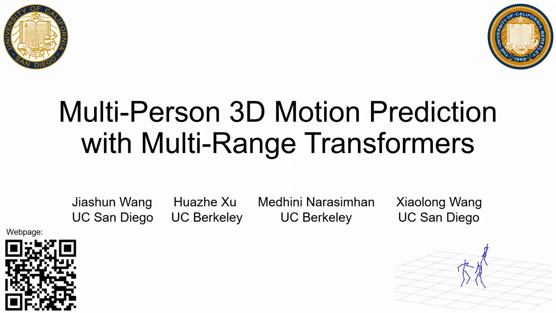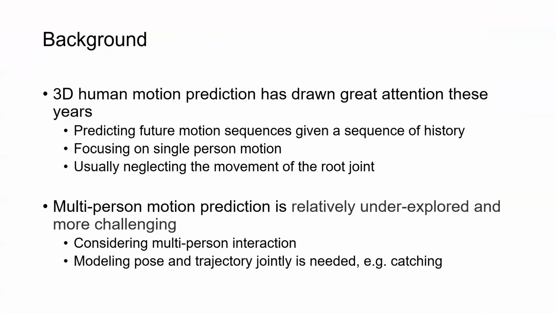Today I'm going to present our work on multi-person 3D motion prediction with multi-range transformers. First, let me briefly introduce the background. 3D human motion prediction has drawn great attention these years.